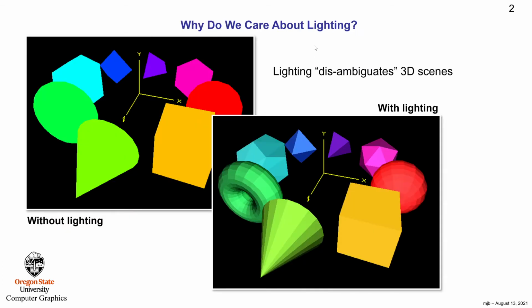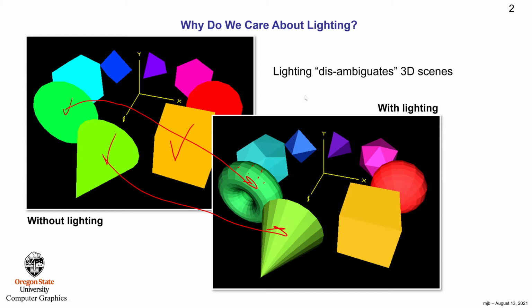All right, why do we care about lighting? Because we hate it when things look like blobs like this. Really, lighting disambiguates 3D scenes. So this becomes that. This becomes that. And that intensity variation around the surface really gives us the sense that something is 3D. So yes, we need to figure out how to do that.